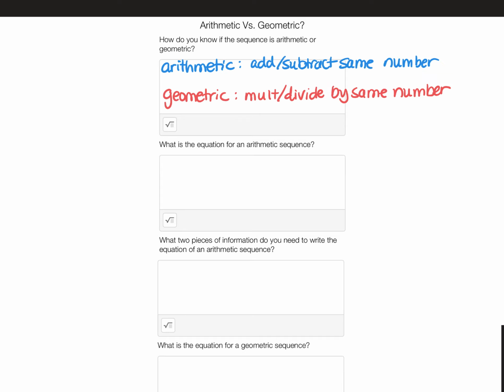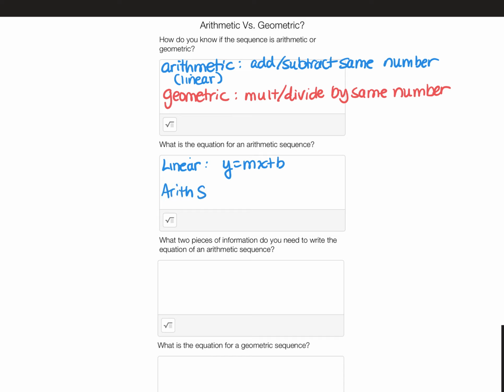All right, so let's just focus on arithmetic for a minute. We know that arithmetic is really the same thing as, you can think of it as, a linear function. So let's develop this equation. An equation for a linear function is y equals mx plus b. But what we're going to do is change this so that it represents an arithmetic sequence.